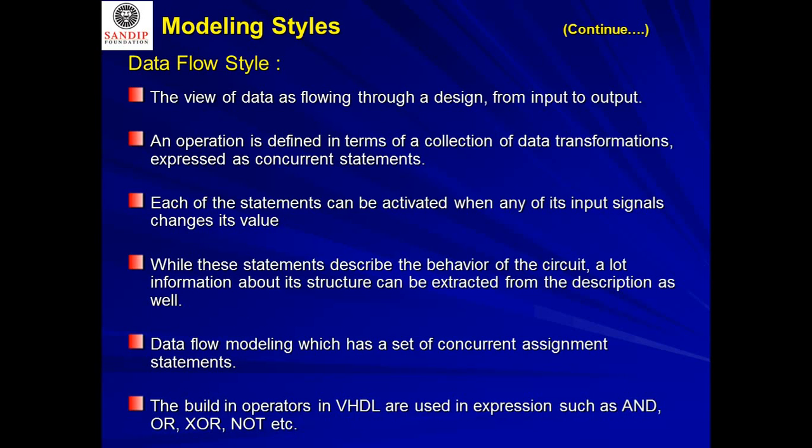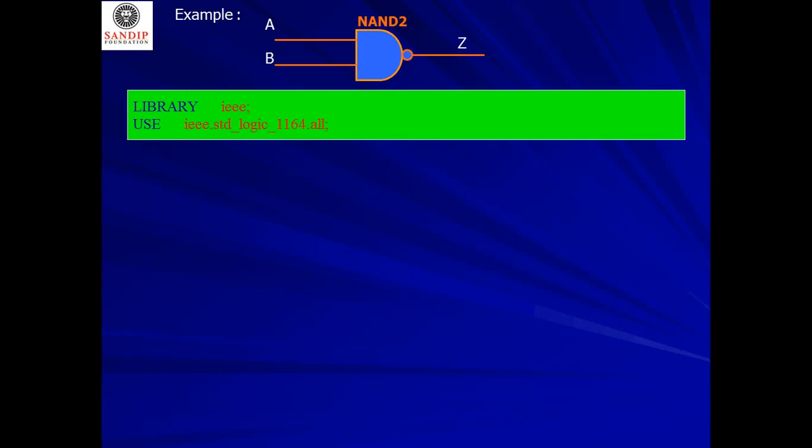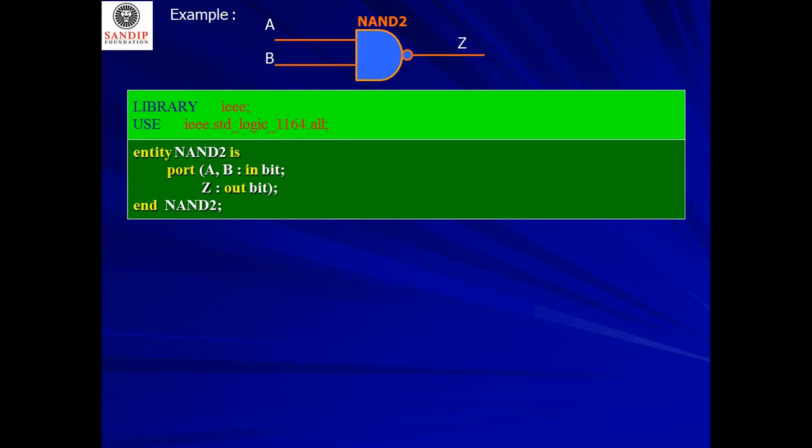While these statements describe the behavior of the circuit, a lot of information about its structure can be extracted from the description as well. Data flow modeling style has a set of concurrent assignment statements. It uses inbuilt operators such as AND, OR, XOR, NOT, etc. Let's write the VHDL code by using data flow modeling for the same example, that is NAND2.